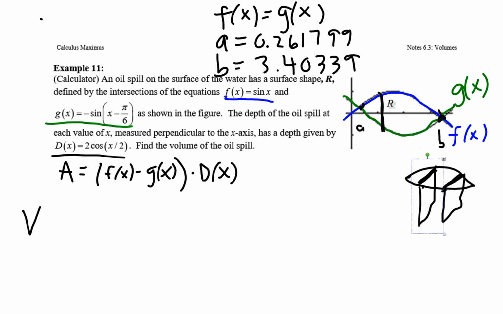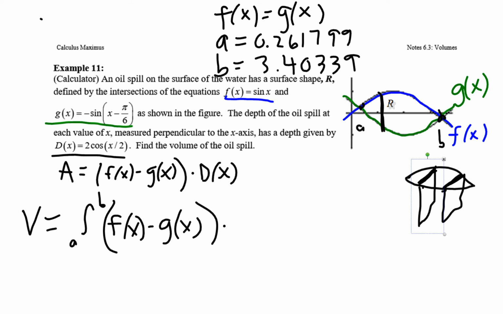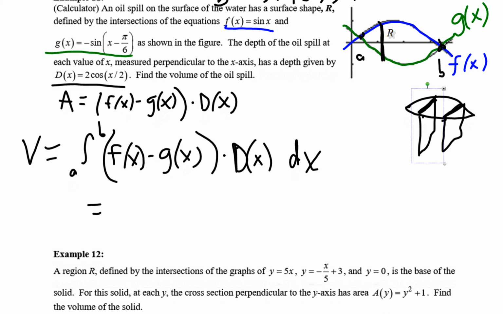So that gives us an idea for the volume. Since I already wrote this, I can use it from A to B. I have f of x minus g of x, that quantity multiplied by d of x dx. And this is a calculator problem, so you simply type it in. 4.435 would be our volume, units cubed.